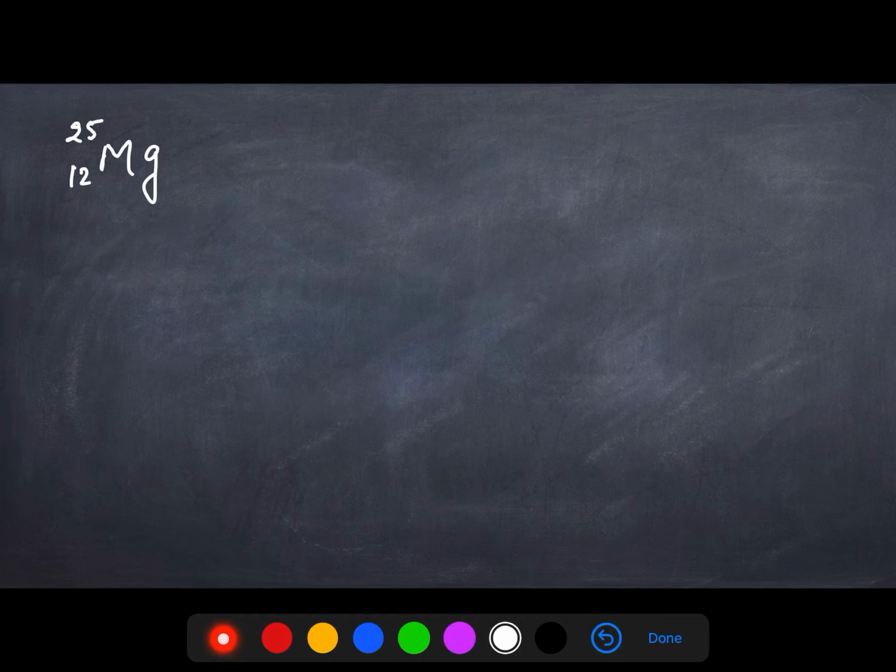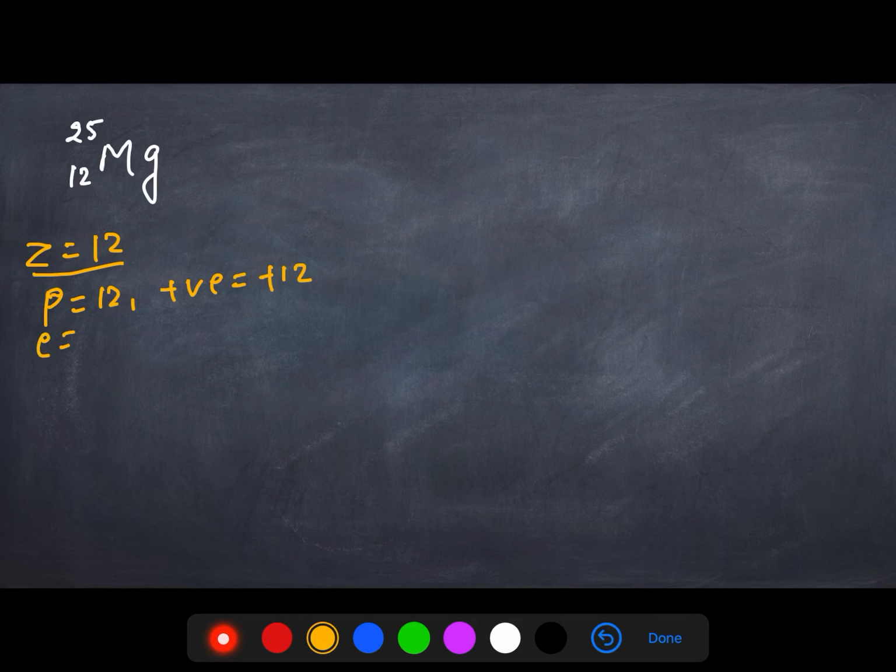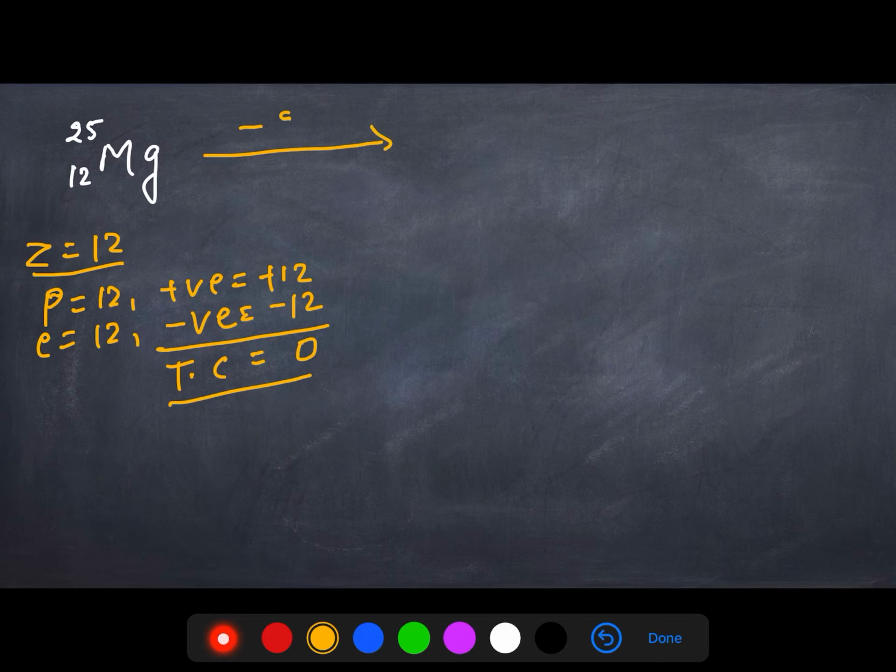Let's see the next example. Let's take magnesium, atomic number 12 and atomic mass 25. The atomic number is given to us, it's 12. So the number of protons is 12, and so the positive charge will be plus 12. Since it's neutral, we don't see any positive or negative sign over the magnesium. That is why we have the same number of electrons, and because of 12 electrons, the total negative charge will be minus 12. If we calculate the total charge, we get 0, right? So magnesium in this case is neutral.